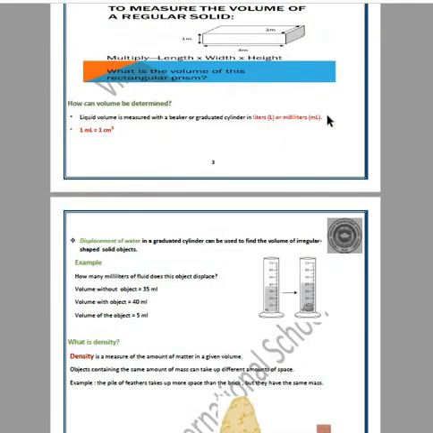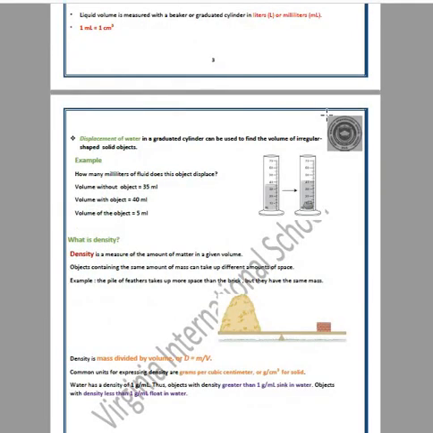Okay, so what if we have an irregular shape that is not well defined, just like a stone? We have a method called displacement of water. We get a graduated cylinder and put pure water in it, without anything else, and get another measuring cylinder and put the same amount of water, and put the irregular solid in. The difference between them will be the volume of the irregular solid.